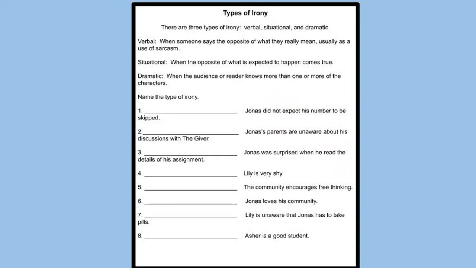Why do authors use it, especially Lois Lowry in The Giver? It's to create suspense. From chapter to chapter, she's keeping us intrigued with every event because she creates some type of irony. You're going to be charged today with looking at 8 sentences and deciding what type of irony the author used, whether it's verbal, situational, or dramatic.